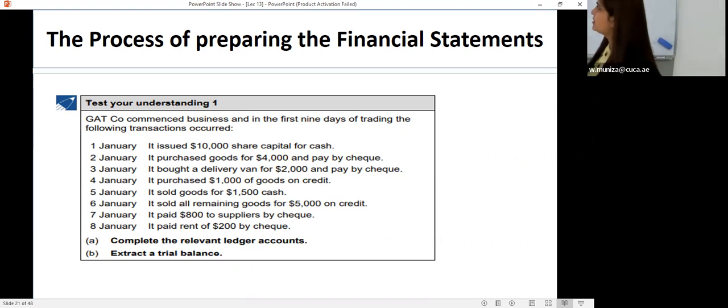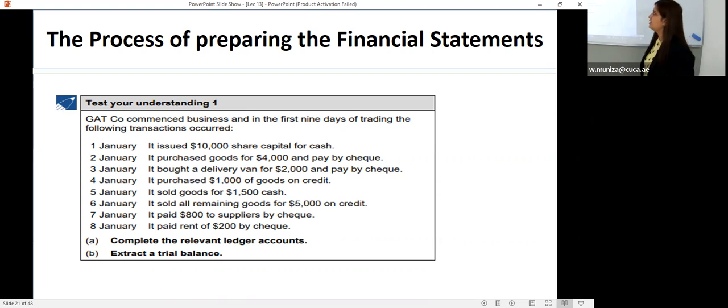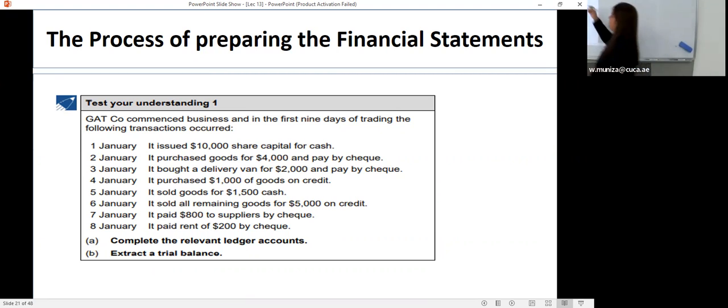GAT company commenced business in the first 9 days of trading. The following transactions occurred. On 1st January, it issued 10,000 share capital for cash. What accounting entry are we going to make for this? Capital introduced in the business. Excellent. Debit cash, amount 10,000. And credit the capital account with an amount of 10,000.